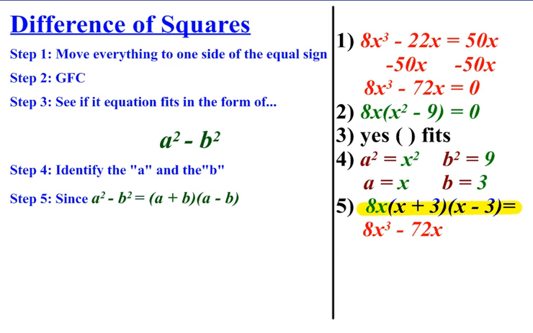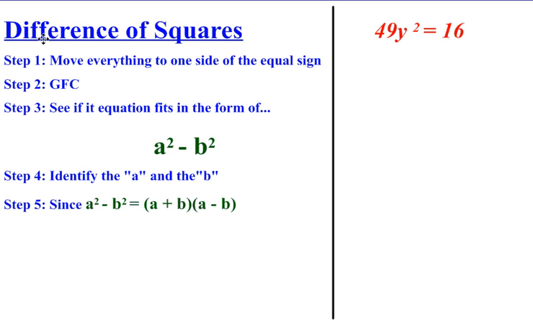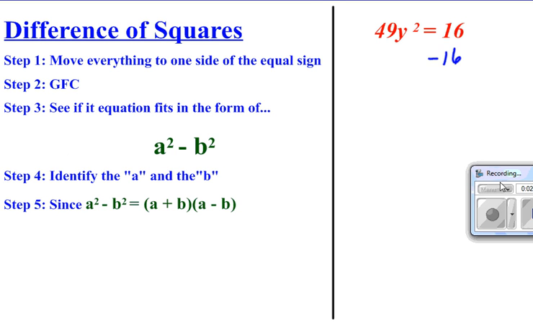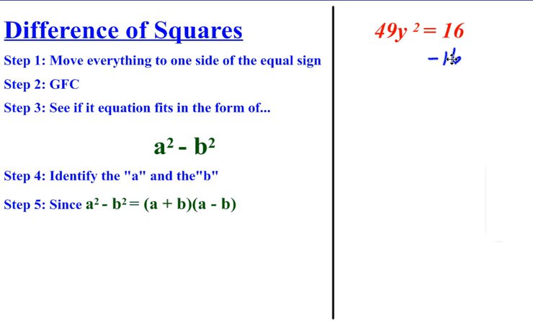Alright, so taking a look at our next page. The difference of squares, so let's do this one together. Step 1 is to move everything to one side of the equal sign. So we need to subtract 16 from the right-hand side. We're going to also subtract it from the left-hand side. That will leave us with 49y squared minus 16 equals 0.